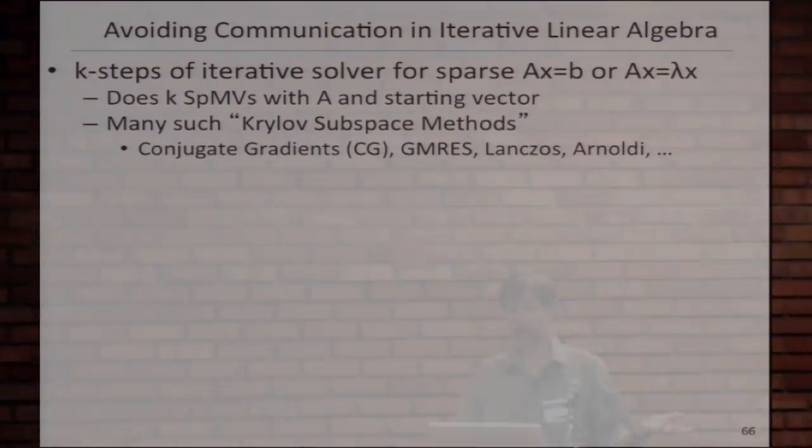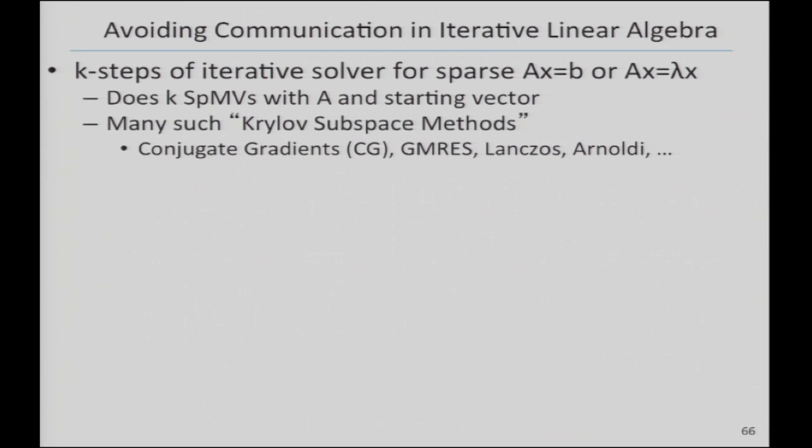Okay. So let me go on to Krylov subspace methods. What I'm going to do is take a problem which consists of k steps of an iterative solver, which is useful in sparse matrix vector multiply for solving linear systems or solving eigenvalue problems. It also comes up in multiple applications of stencils, but let me concentrate on these two. There are a lot of algorithms like this, and I assume you've had a bunch of lectures: conjugate gradients, GMRES, Lanczos, and Arnoldi.